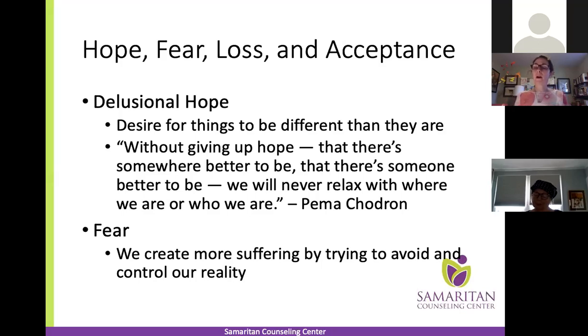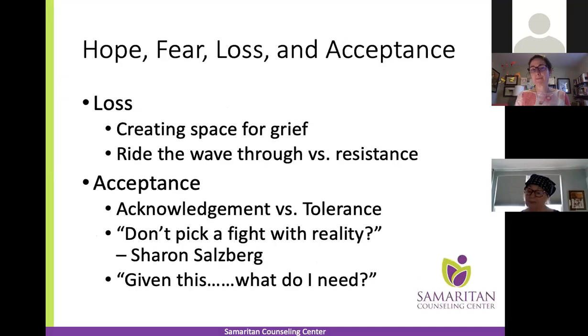And so part of the process of being with what is, is giving up that delusional hope, that magical thinking that things will be different than they are, which we do to try to protect ourselves. But the irony again is that we think it protects us, but hope and fear are so connected that we often create more suffering for ourselves by trying to control our reality.